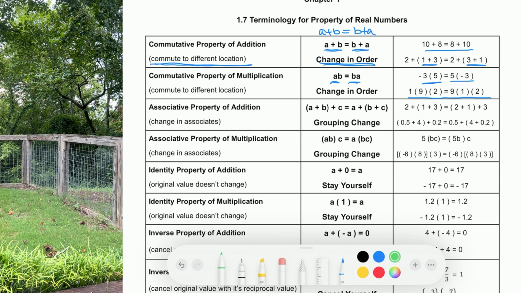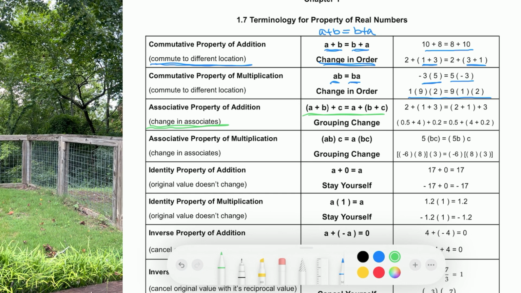so that is why it is commutative property of multiplication. Now, where students often get confused or struggle to remember the difference is between the commutative properties and the associative properties. So let's go over the associative property of addition. And what that means is we're going to change associates, who we are grouped with. We're going to change our friends. We're going to change our roommate, so to speak.